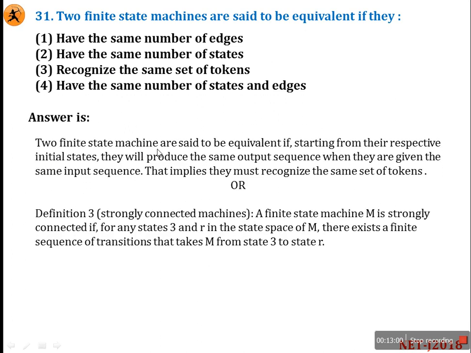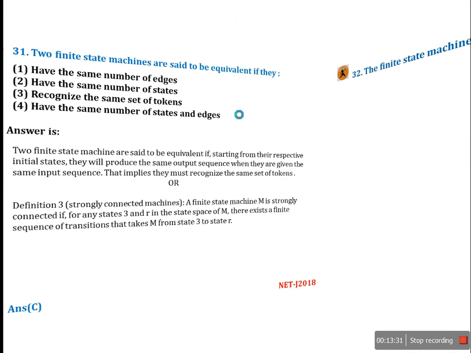So two finite state machines are said to be equivalent if, starting from their respective initial states, they produce the same output sequence when given the same input sequence. That implies they must recognize the same set of tokens. If two machines are equivalent, and you give both the same set of inputs, you will get the same set of outputs. So definitely they recognize the same set of tokens. You can go for one more definition also. So answer C is right.